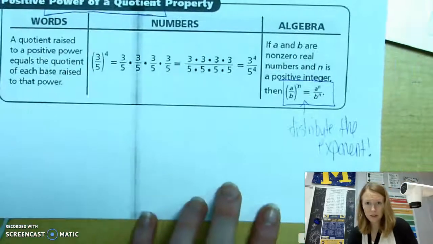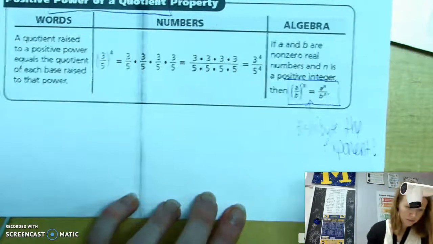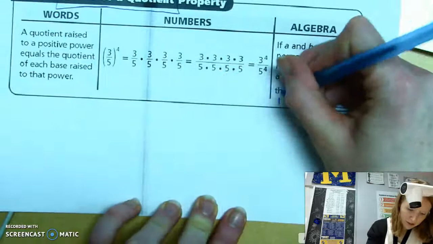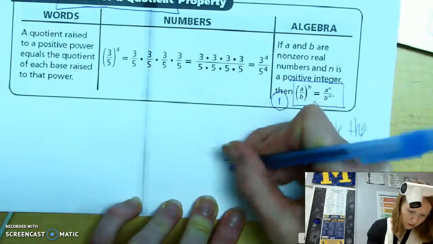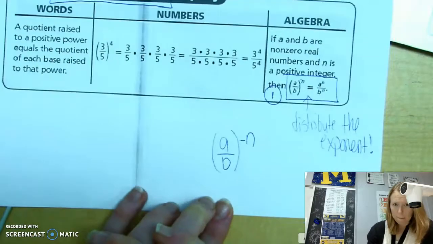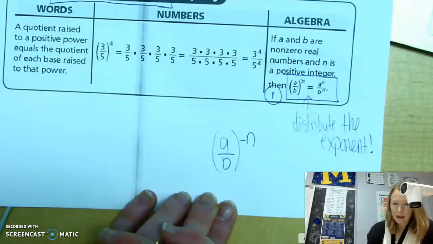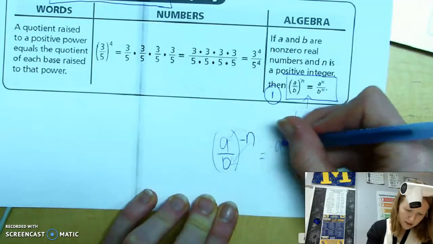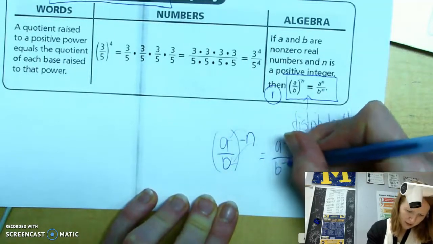Once again, what that's really saying is you distribute the exponent. Another property you might want to write down, so this is the first one, what if we had a over b to the negative nth power? If you were to follow this same rule and distribute the exponent, you would get a to the negative n over b to the negative n.